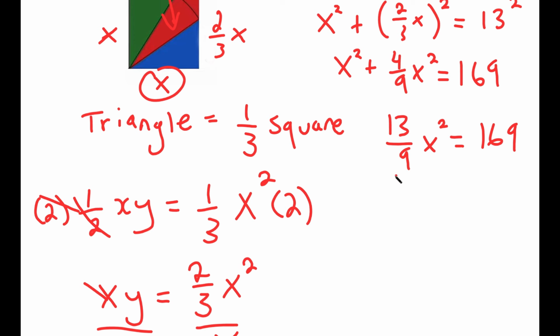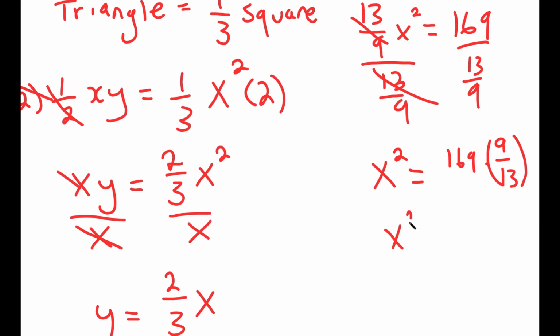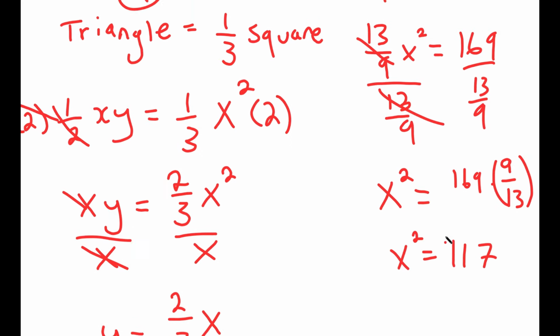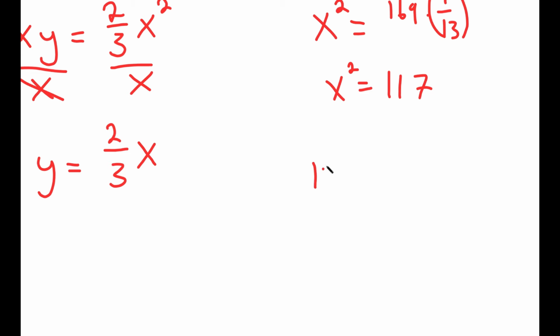And now if I divide both sides by 13/9, this is the same thing as multiplying both sides by 9/13. So I get x squared is equal to 169 times 9/13, which is equal to 117. Now remember, the area of the square is x squared because it's the side length squared, meaning our area is 117 centimeters squared.